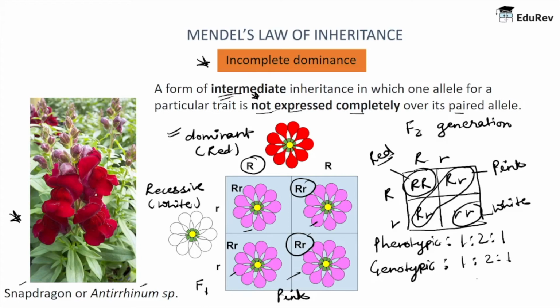So in this case, the phenotypic and the genotypic ratio will be the same. And here, no dominant red color is coming, but the intermediate pink is being formed, and that is the reason it is called incomplete dominance. So now let us talk about codominance.